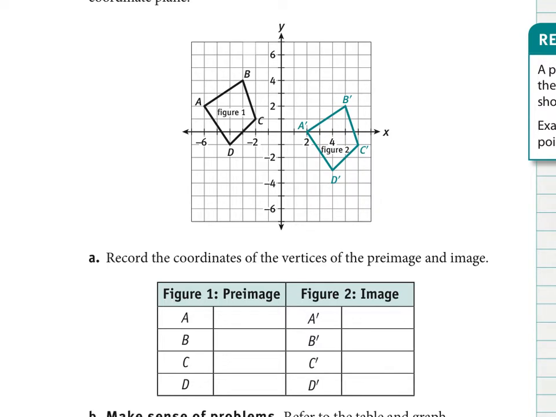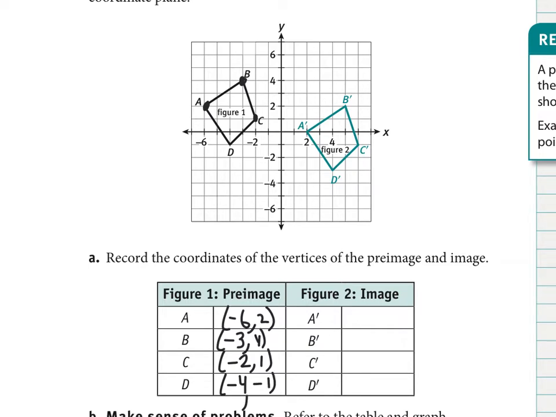Okay, so the pre-image is just the original figure A, B, C, D. The coordinates, so point A up here is at -6, 2. Okay, point B is at negative 3 for the x, 4 for the y. Okay. C is at negative 2 for x and 1 for y. And then D is at negative 4, negative 1.